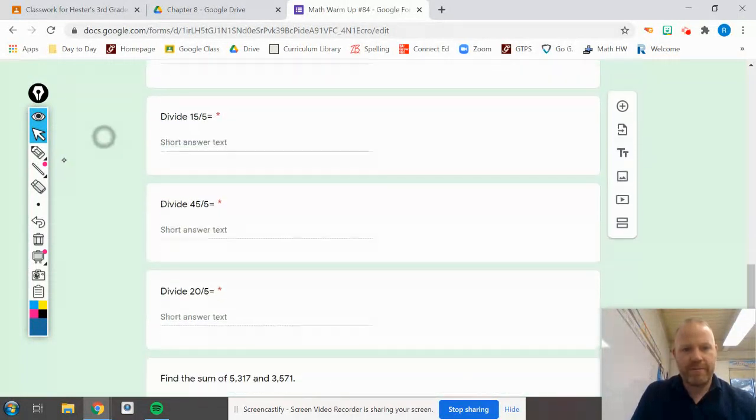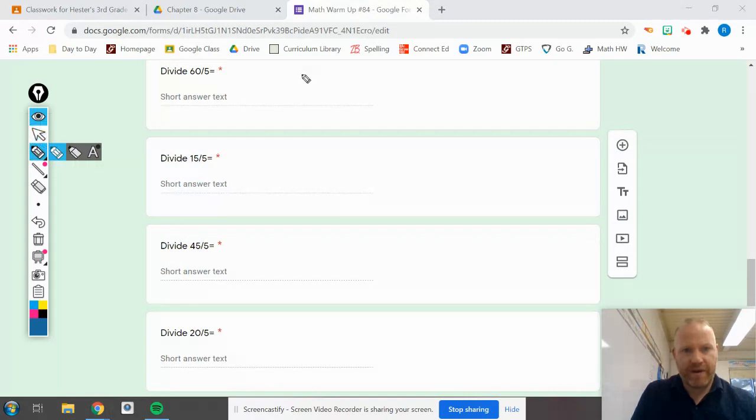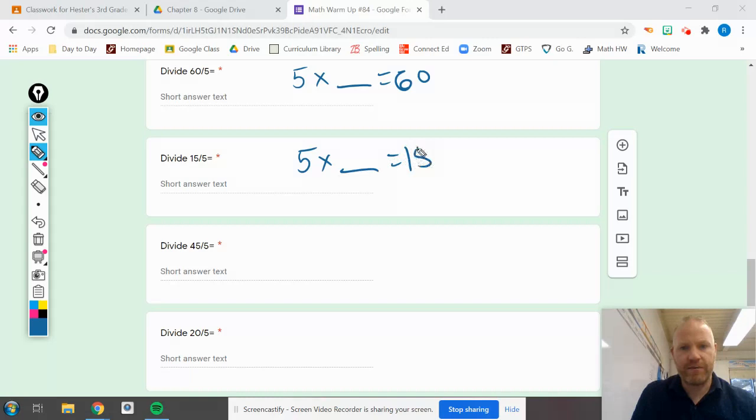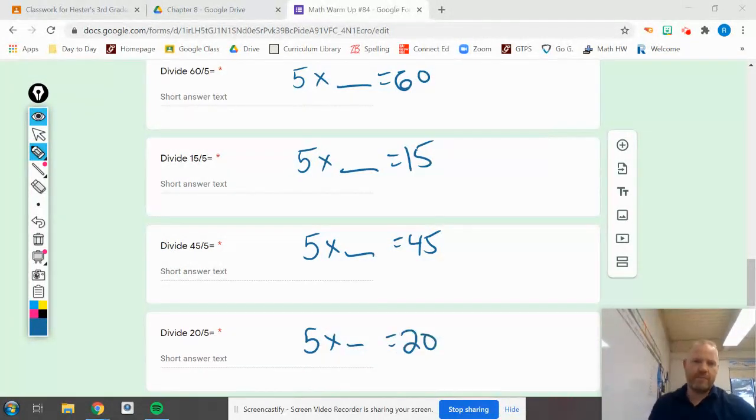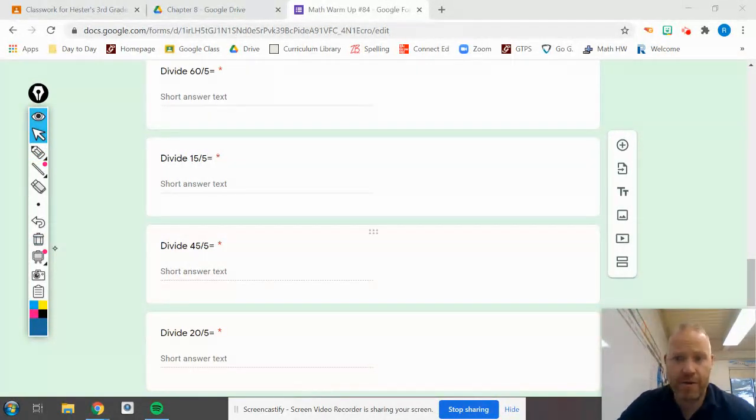Next we have 60 divided by 5, or 5 times what equals 60. Next we have 15 divided by 5, which is 5 times what equals 15. Next, 45 divided by 5, 5 times what equals 45. And finally, 20 divided by 5, which is 5 times what equals 20. So hopefully you found this to be fairly simple since everything was 5 times, and hopefully you know your 5 times tables by heart, I hope.